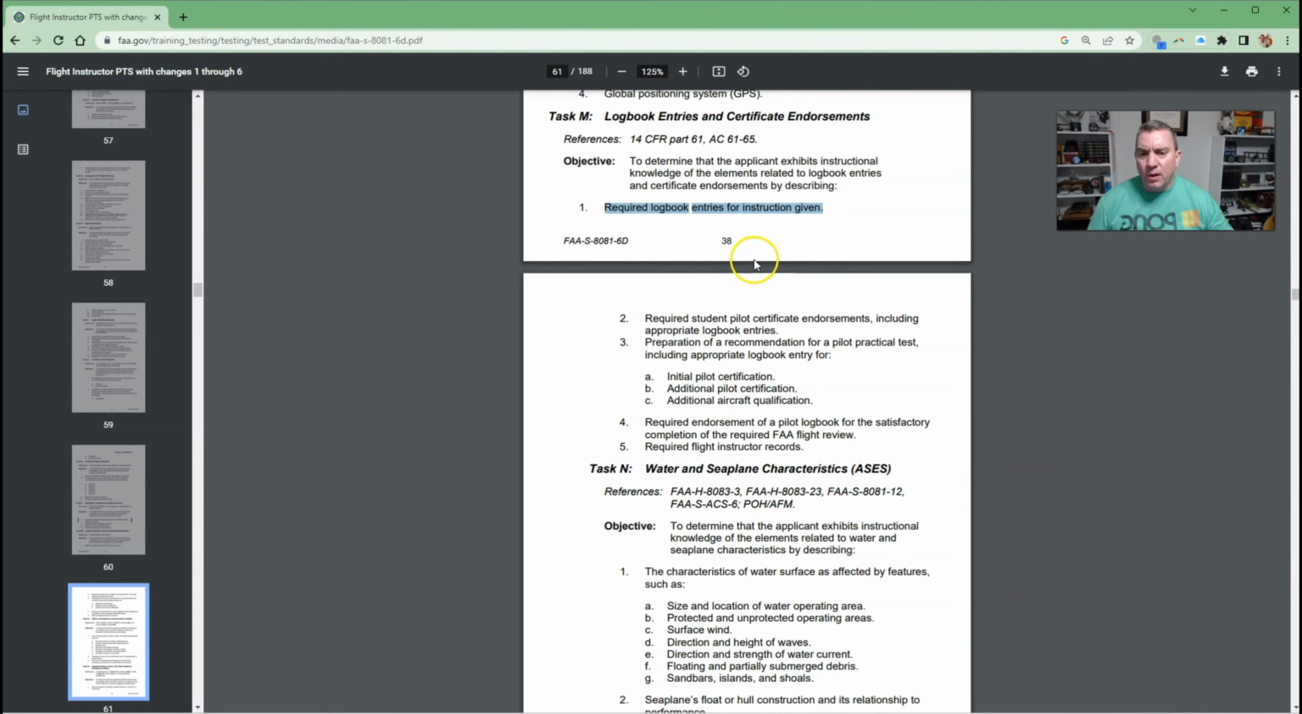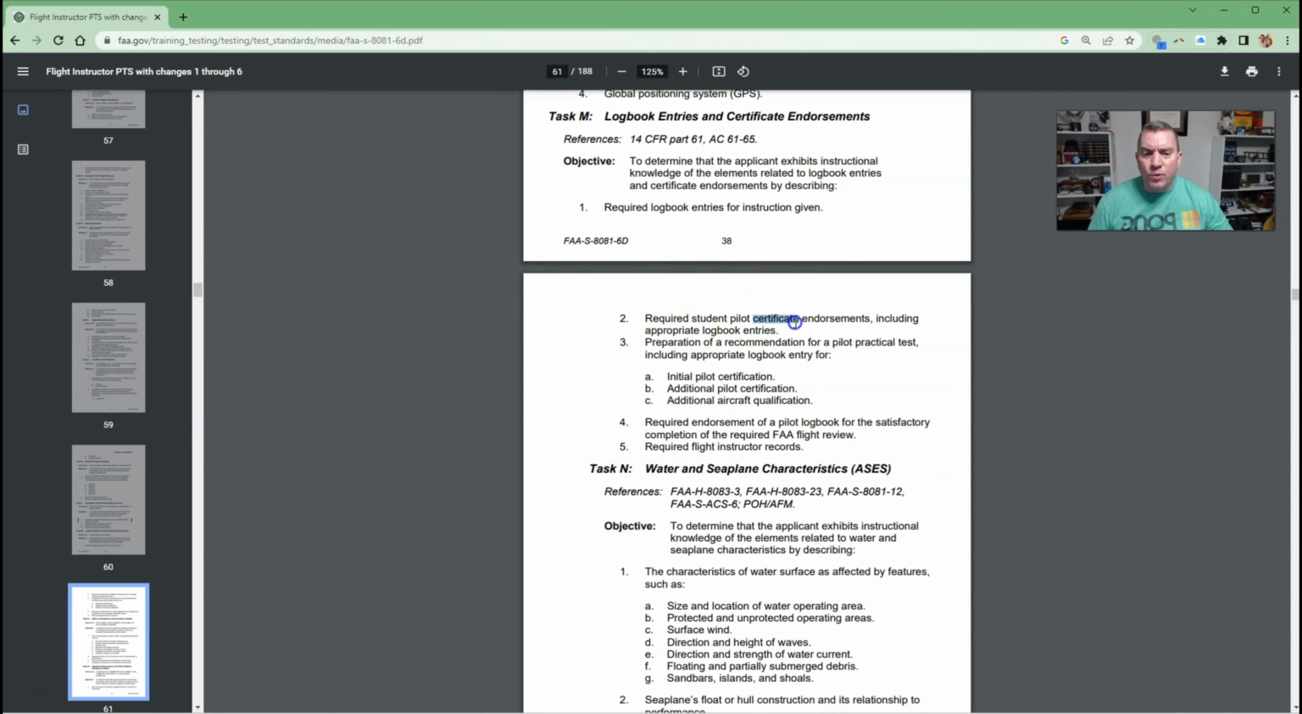And then you go down the line and you start answering the rest of these things or describing each one of these things. What are the required student pilot certificate endorsements, including appropriate logbook entries? Well, we don't have student pilot certificates anymore that you sign. So you have to actually do away with this word required student pilot.